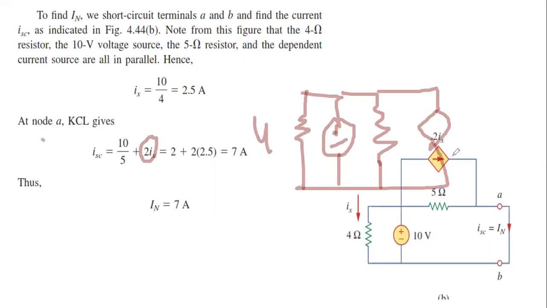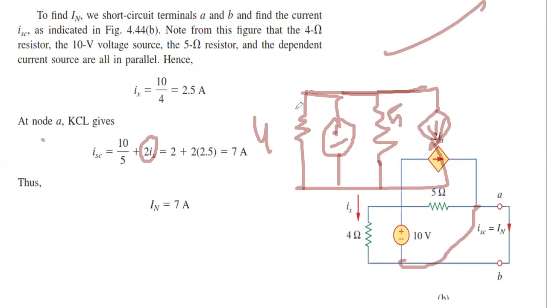See, these 2Ix and 5 ohm are connected in parallel, and after that this wire goes here. So ultimately they are connected with 10 volt. So all these things are parallel. I can redraw this whole circuit like this. This is 5, this is 4, this is 10 volt, and this is 2Ix. So now I can apply the KCL here.